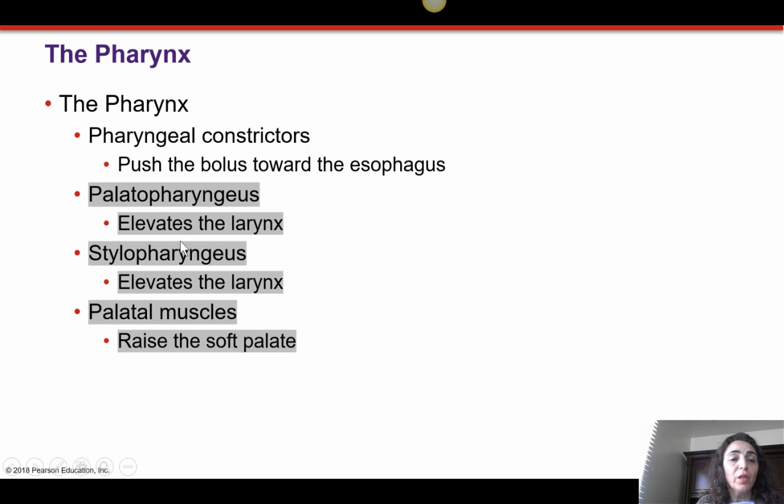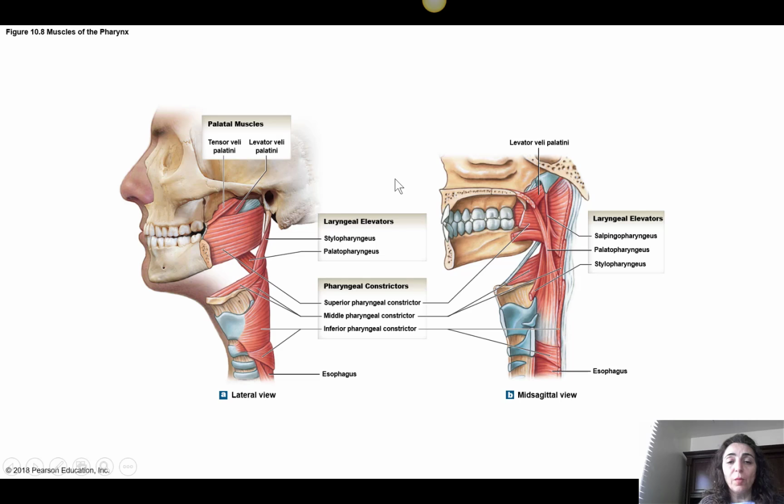Among these, we just emphasize one group here regarding the digestive system, the pharyngeal constrictors, that push the bolus toward the esophagus, right? We won't be asked about the other ones. Here you see all the muscles around the pharynx, and they are helping in the swallowing process. For example, here you see the pharyngeal constrictors that we have all over.